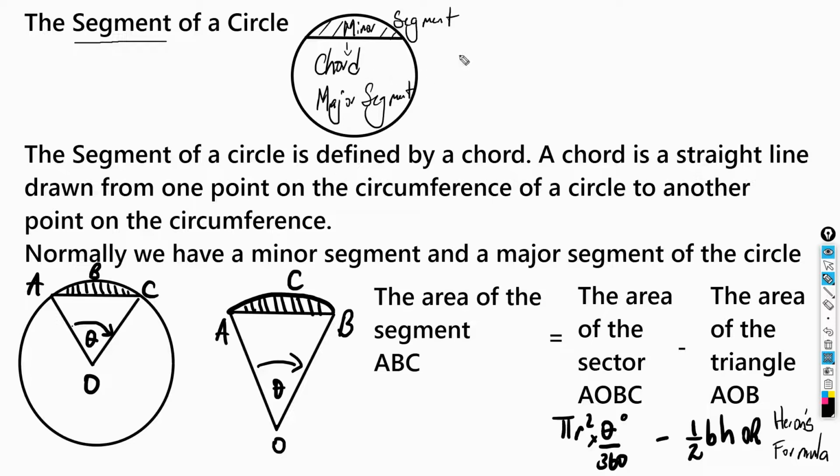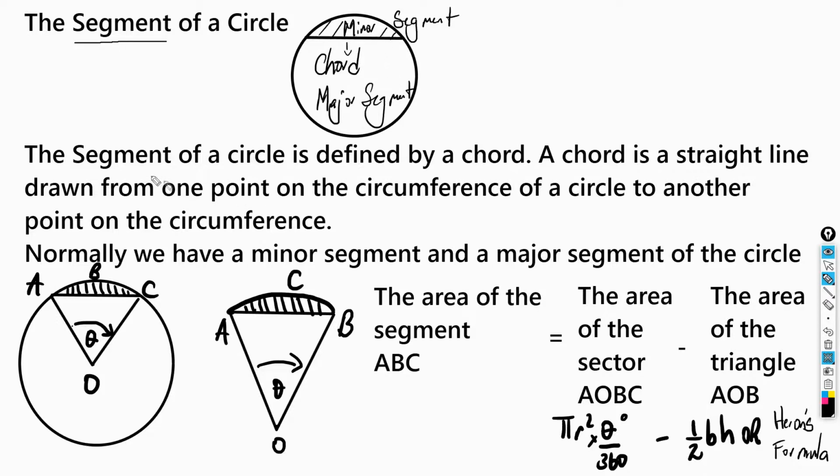Now if we look at this circle here, we can see that there's a chord here, meaning a line drawn from one point to another point on the circle. And you have a minor segment here and you have a major segment here, right? The big section is called the major segment and the small section is called the minor segment.